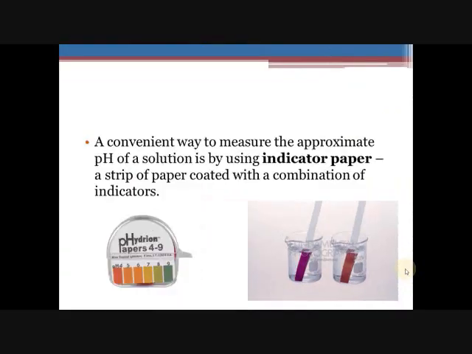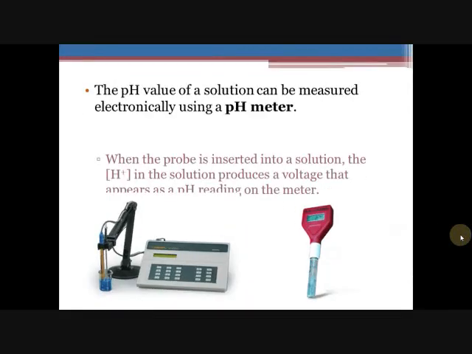A convenient way is using that indicator paper I was kind of talking about, where we hold it up and it tells us what the pH is based on the color that it turns. And no matter what you have in there, it'll turn that color if it's the right pH.